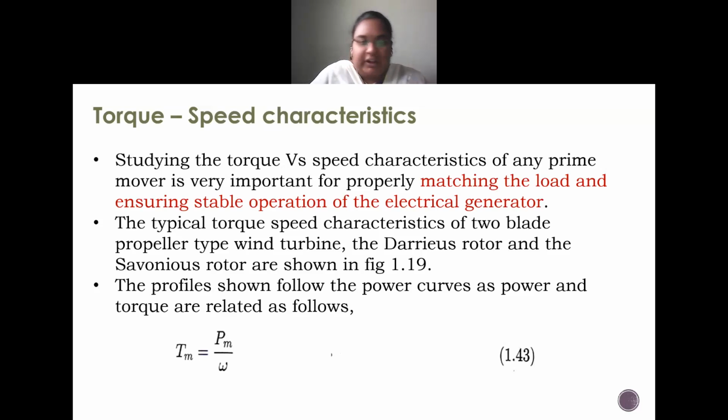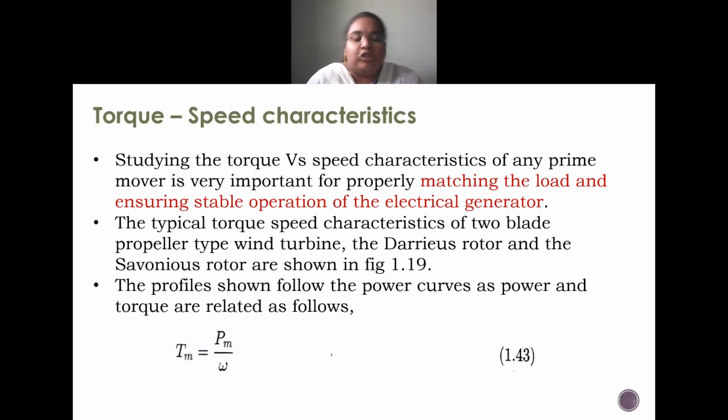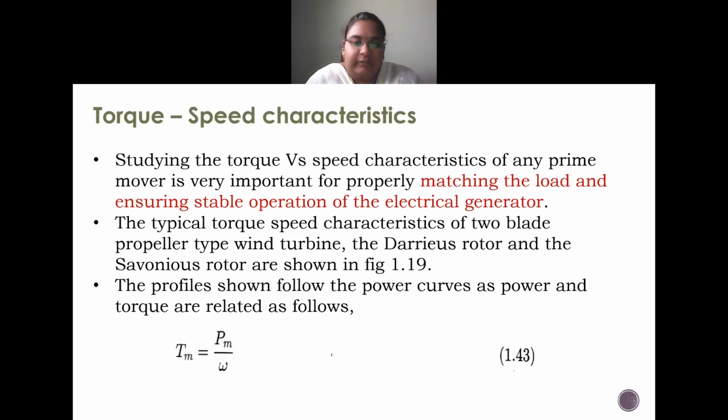Torque is equal to power divided by rotational speed. By modifying this relationship, we can establish that the power curves can also be redrawn in the same way as the torque curves, using the torque curves.